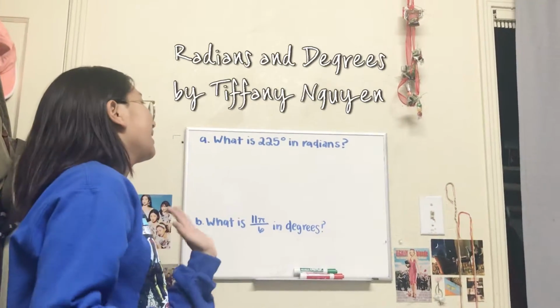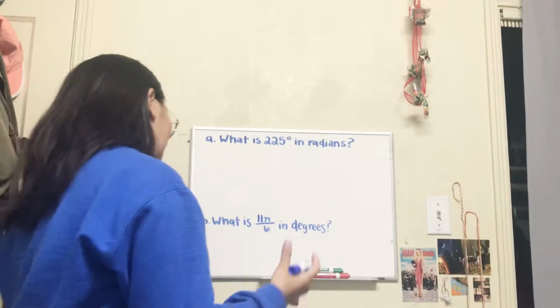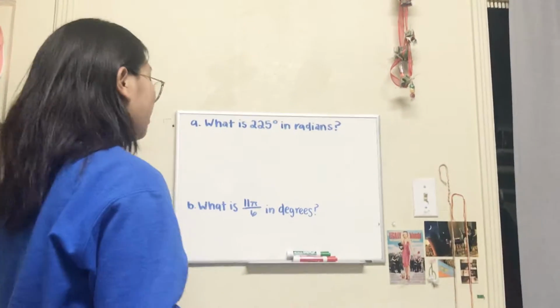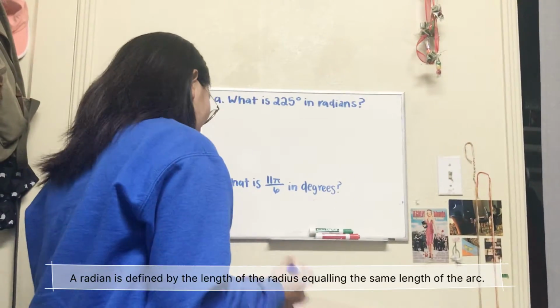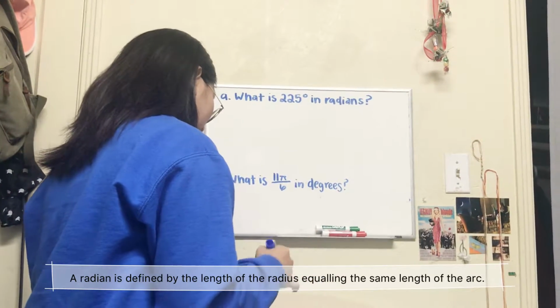The problem I have presented here today is: what is 225 degrees in radians? Well, to get started, what exactly is a radian? A radian is defined by the length of the radius equaling the length of the arc.